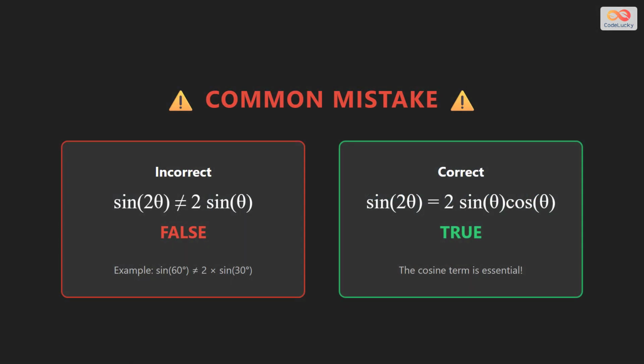Before we move forward, let's address a very common mistake. Students often think that sine of 2 theta is just 2 times the sine of theta. This is incorrect. For example, sine of 60 degrees is not 2 times sine of 30 degrees. You absolutely need the cosine term for the equality to hold true.